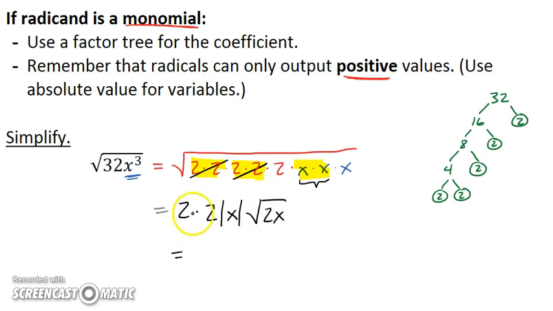And again, just like previously, I don't want to leave that in my answer. 2 times 2 is 4. So 4 times the absolute value of x times the square root of 2x. And we're done. We've simplified that radical. There we go.